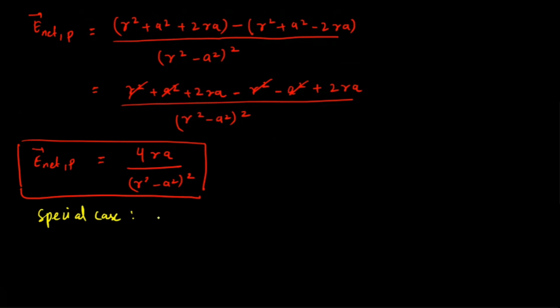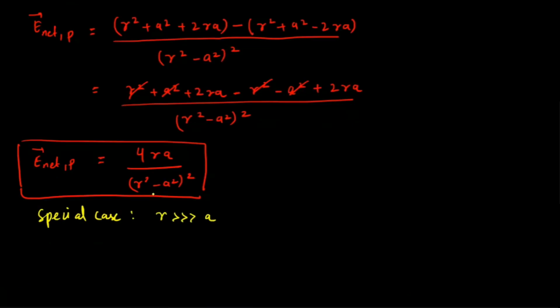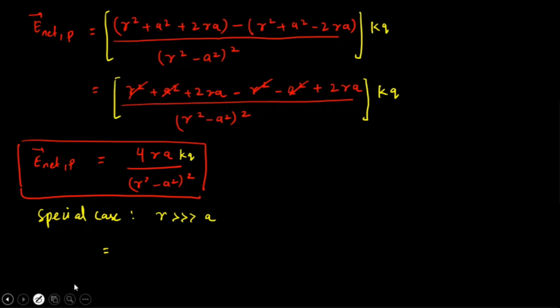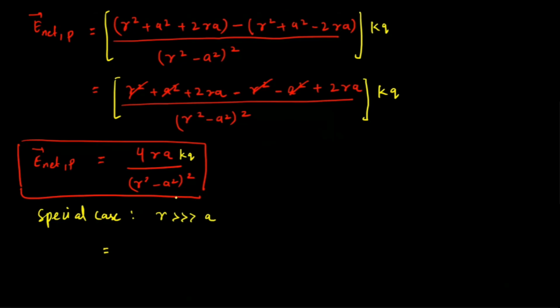This special case is if R is much more than A. Like for example, in this diagram, if this R becomes much more than this given distance A. So what will happen? If it is more than that, we can simply eliminate this A from the denominator. One more thing, KQ was outside. We have taken KQ common, so it remains outside. We cannot forget it. So if R is much bigger than A, we can simply neglect this A from the denominator.